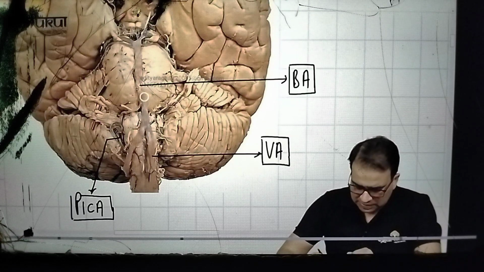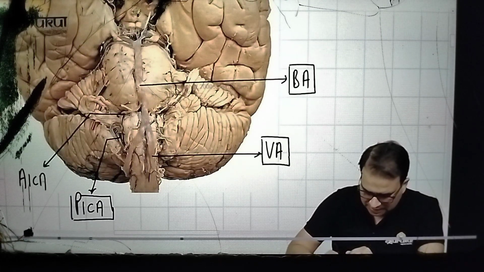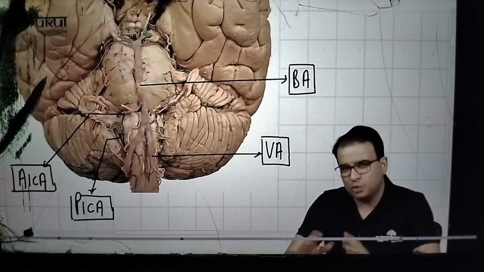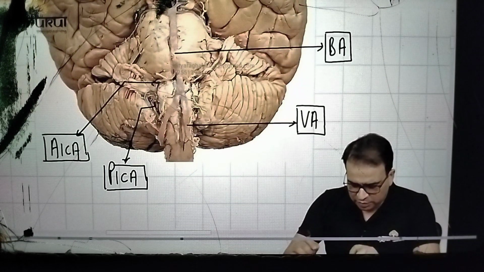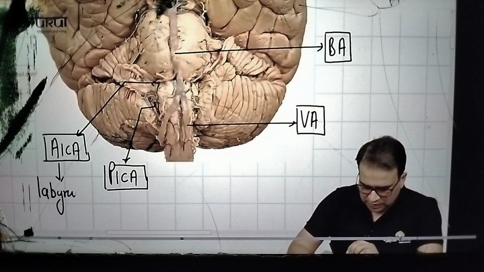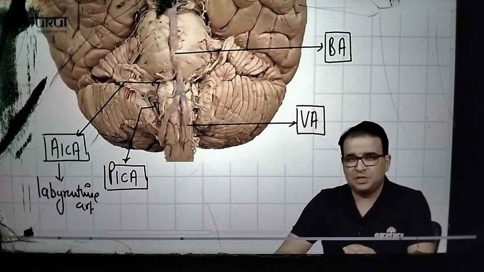Once the basilar artery is formed, in the lower part it gives off another important branch which you can see here, that is the anterior inferior cerebellar artery. The anterior inferior cerebellar artery, as a variation, can also arise from the vertebral artery, but usually it is a branch of the basilar artery. And one piece of information I should give you here itself: in most cases, the anterior inferior cerebellar artery also gives off the labyrinthine artery. At most places it is mentioned that the labyrinthine artery comes from the basilar artery, which is true.